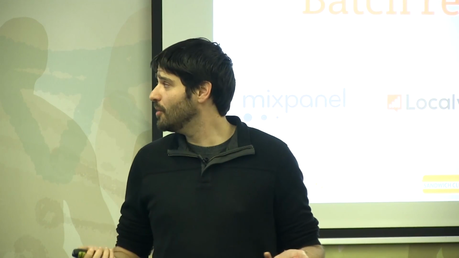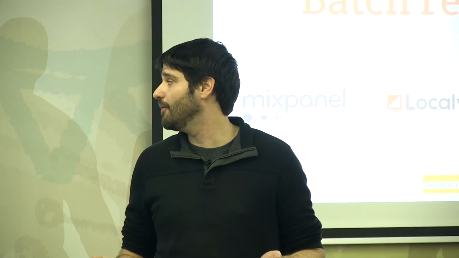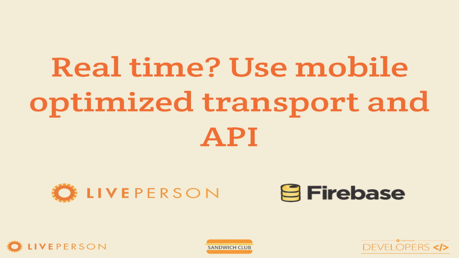So the main takeaway here is really look at the different API calls that you're making. And do they really need to be real time? Do I really need to report an event every time it happens? Most chances are you don't. So that's really something that can save a lot of data and battery power for your users.